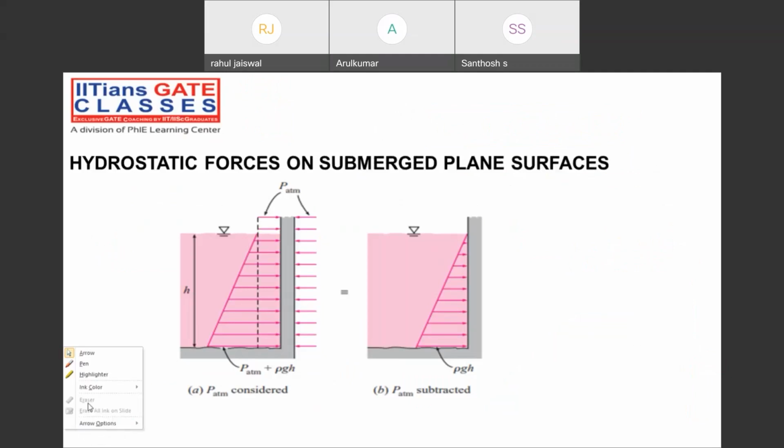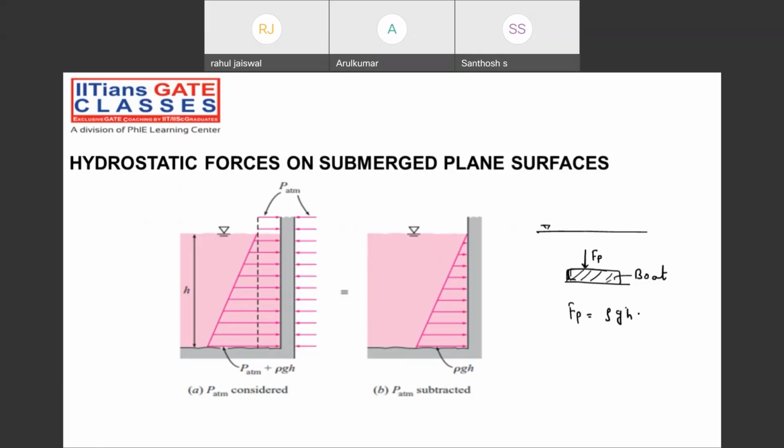Whenever any body is submerged in a liquid, let's suppose there is a boat submerged in a particular liquid, what will happen? The liquid will be applying some kind of pressure force onto this particular object. But how to calculate that? Just note down the formula, rho G into H bar into A. I will explain each and everything, but just note it down as of now.